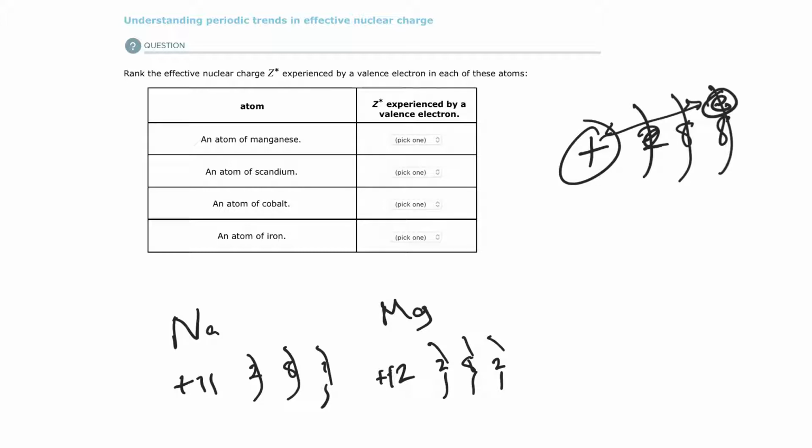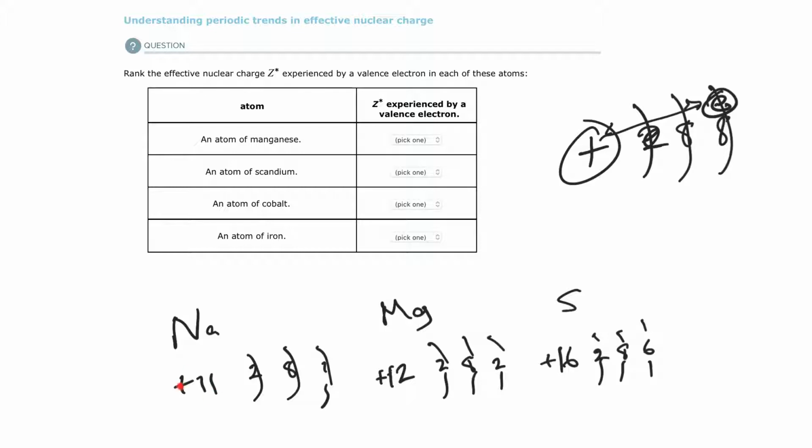Let me go further on down, like sulfur. Sulfur is going to have 16 protons, 2 in its first shell, 8 in its next shell, and 6 in its outer shell. Now look at the difference. This electron is feeling the effects of 11 protons pulling on it. It's shielded a little bit by these inner electrons, and they shield it the same amount in each atom, but the electrons in the last shell don't shield each other very much.